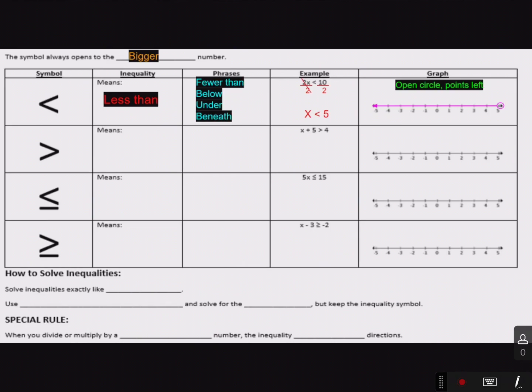Let's talk about that second symbol. This is the exact opposite of the first symbol. It represents the words greater than. Common words you'll see for greater than are more than, above, and exceed. All of these are keywords in word problems that you will see when you need to use a greater than symbol in your equation.